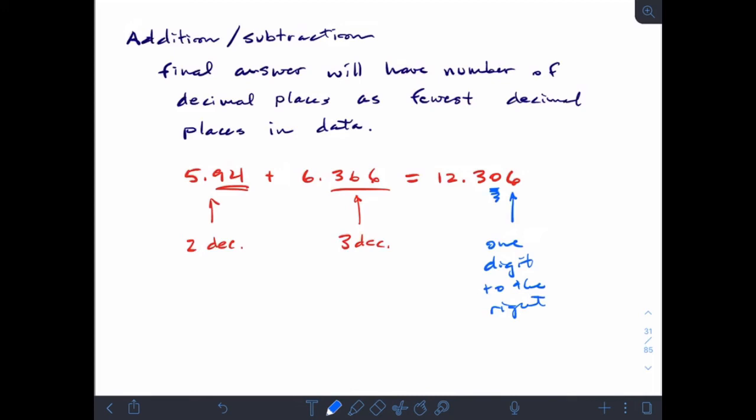Just find the place where you have to stop and look one digit to the right. Okay, and our rules for rounding, hopefully those are in your head from previous encounters with math. Anything 5 and higher, you round up, and anything 4 and lower, you round down. So a 6 means that we round up. So my final answer that I will report is 12.31. I have 2 decimal places here because I have 2 decimal places there.